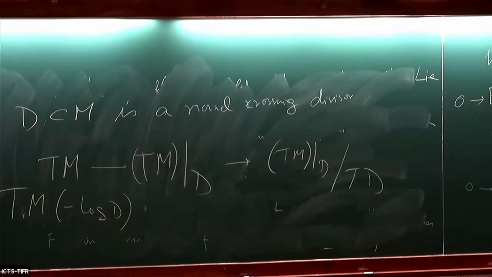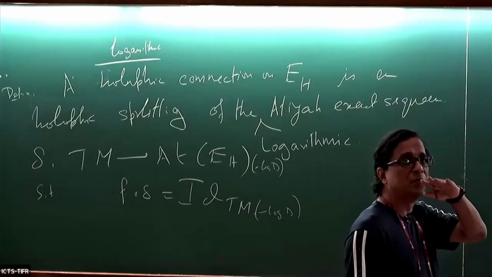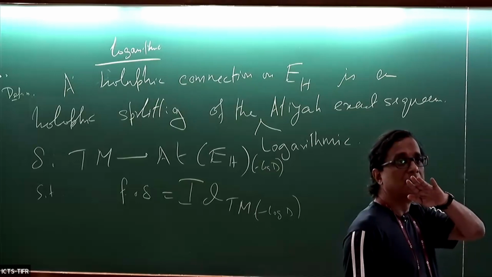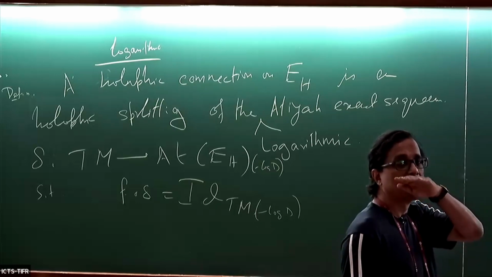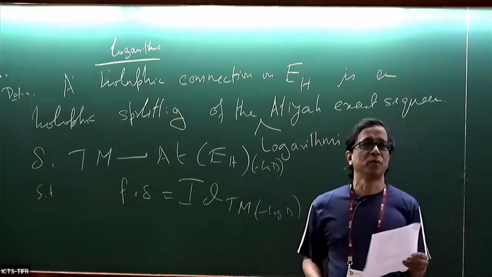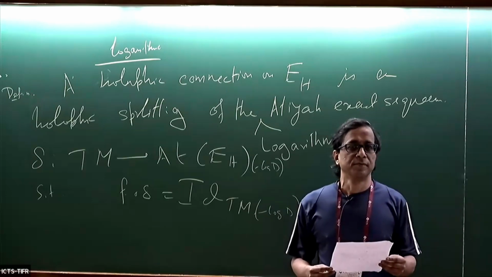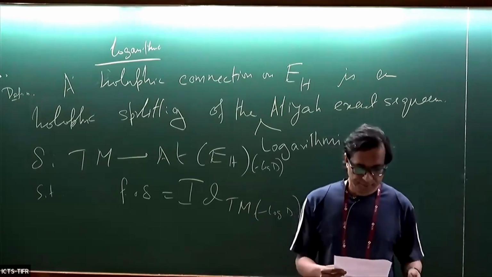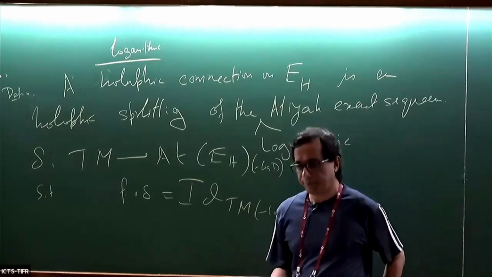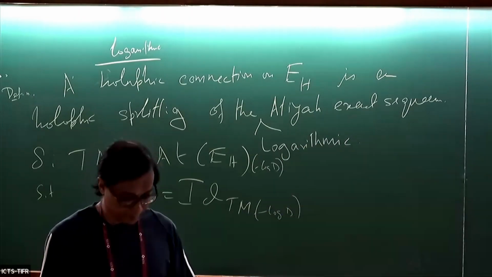Okay, so what was the question? Components are smooth. I mean, it's only a normal crossing divisor. Components are smooth. Locally, it is smooth, intersecting normally.